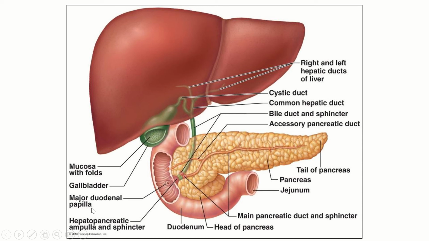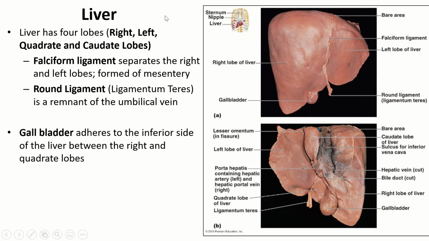It's embedded in what's known as a major duodenal papilla, or a raised region, and it's going to be surrounded by a sphincter. And so that sphincter can constrict and close off the opening, or dilate and relax and open it back up. So we're going to talk for a minute about the liver first.